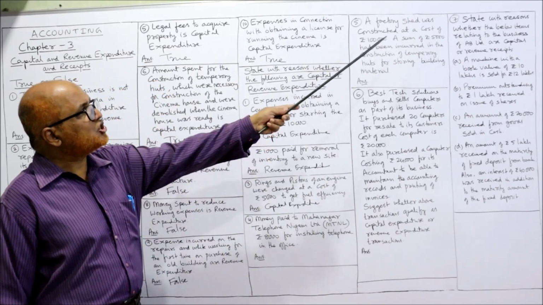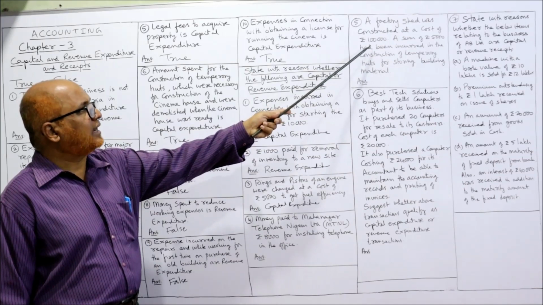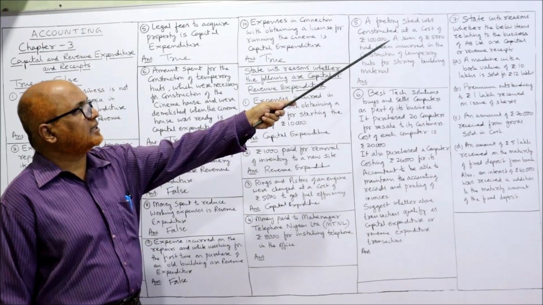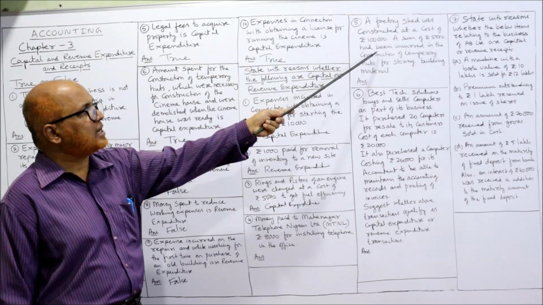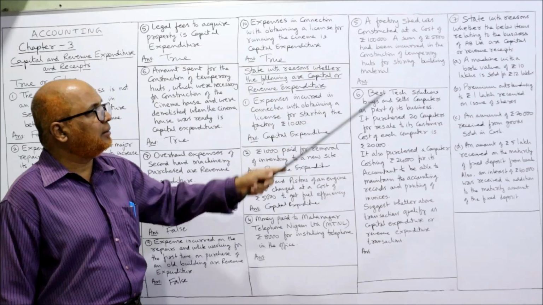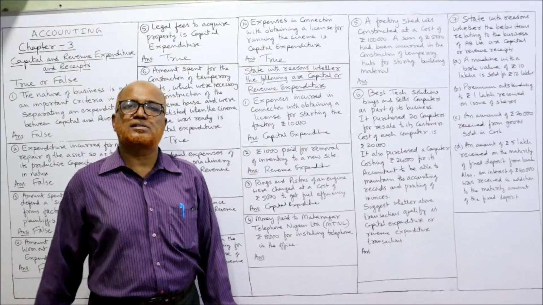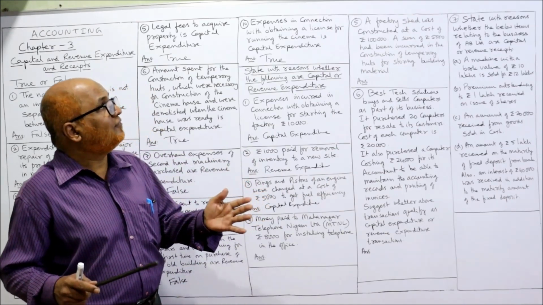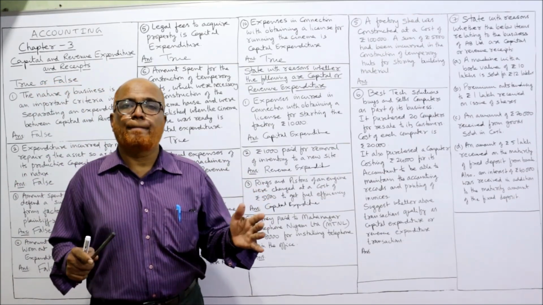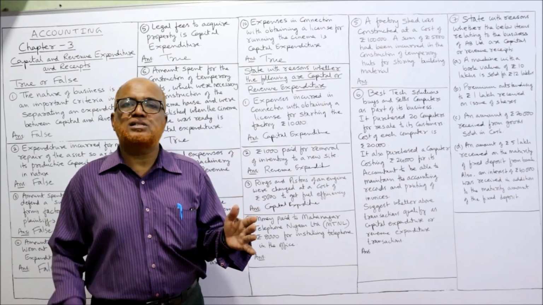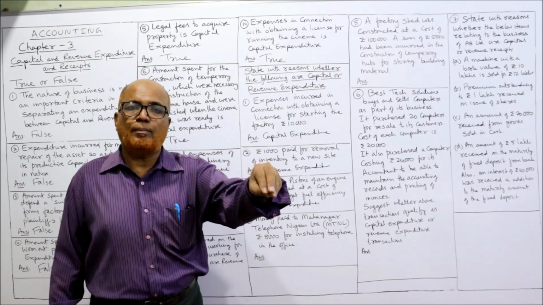Next, a factory shed was constructed at a cost of 1 lakh rupees. A sum of 5,000 had been incurred in construction of temporary huts for storing building material. Just now we have discussed that in order to construct the factory shed, some temporary huts were made in order to store the material.